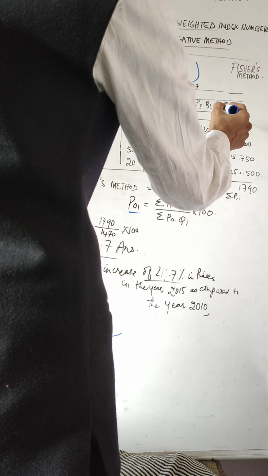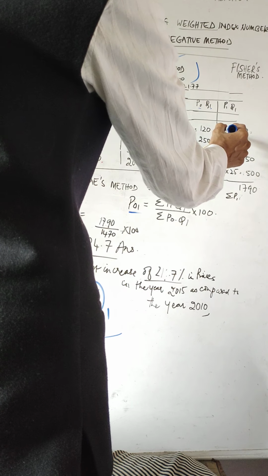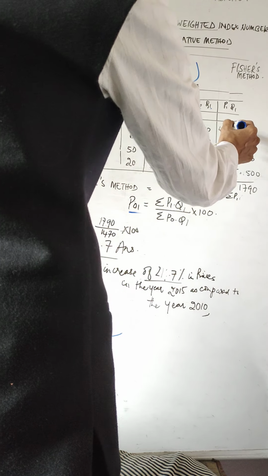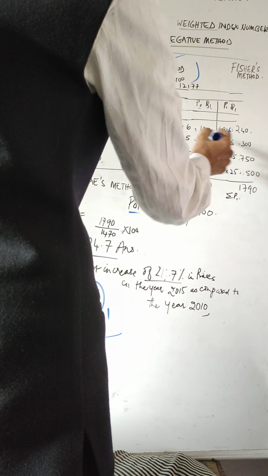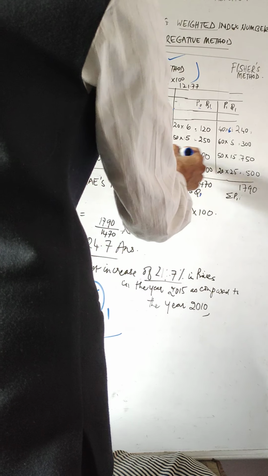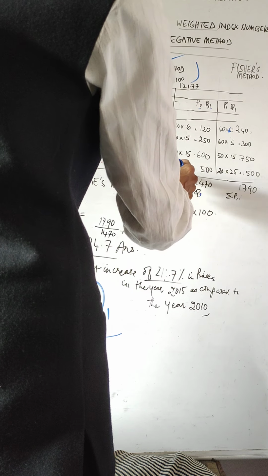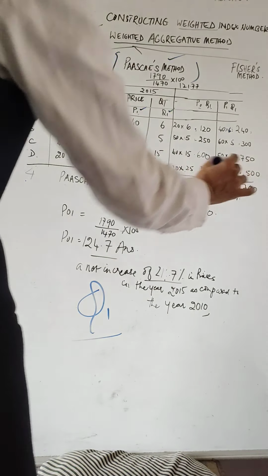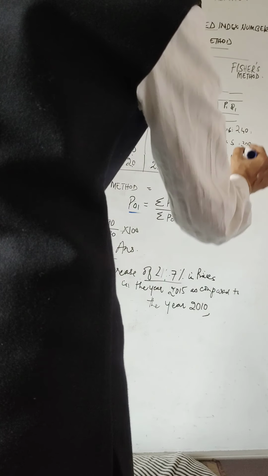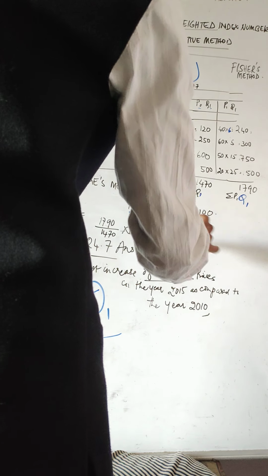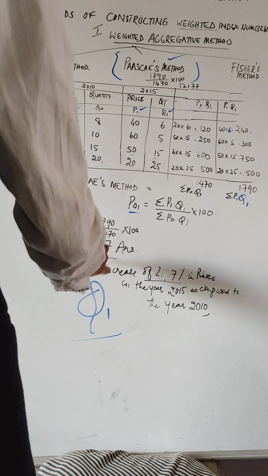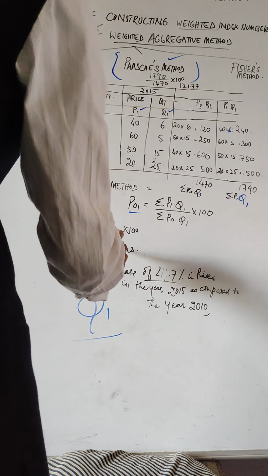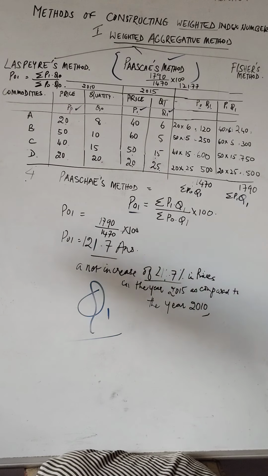Alright. Now what we do is P1 Q1. So P1, 40 into 6 is equal to 240. Then next is 60 into 5 is 300, 50 into 15 is 750 and 20 into 25 is 500. So this is how we do. We sum them up, sigma P1 Q1, because we need this. Once we've worked out this, just write them in the formula. Put the numbers, and what you get is 121.7. Alright, so that is the answer.